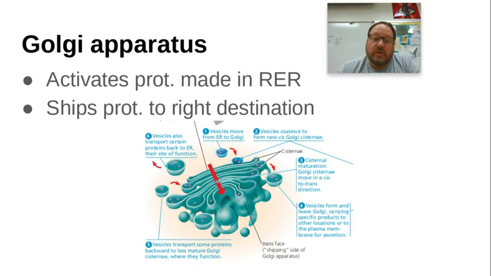The Golgi receives materials made by the rough ER and activates those proteins and then ships them out to the appropriate location. Sometimes proteins that are made in the rough ER need to be used in the cell. Sometimes those proteins need to be shipped out of the cell. What the Golgi does is contain enzymes that activate those proteins and then send them to the appropriate location.